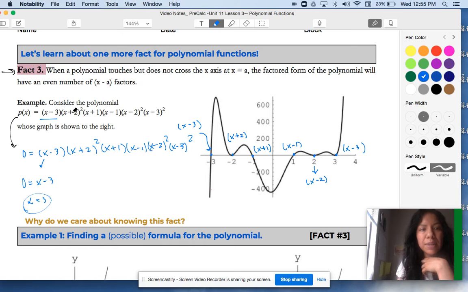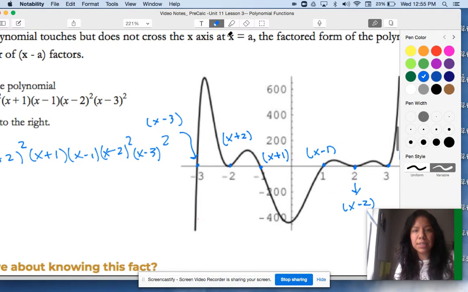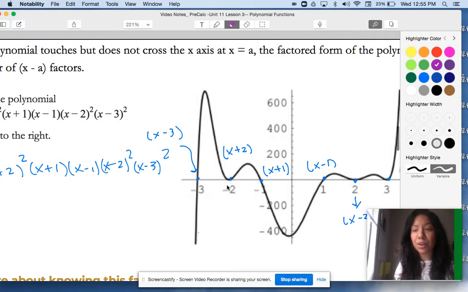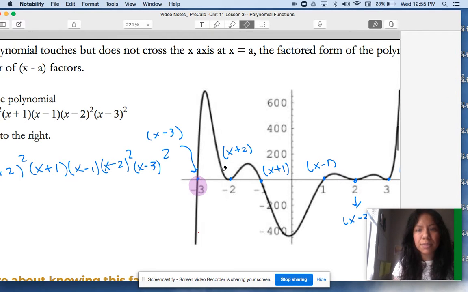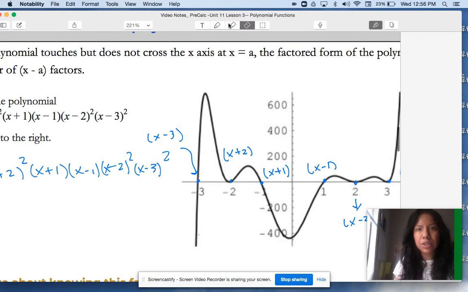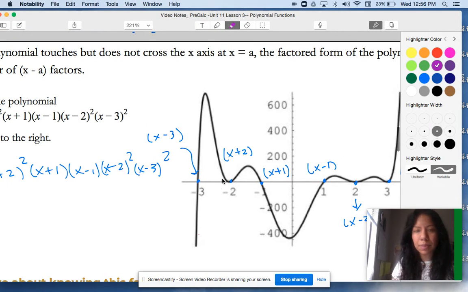Now, how do we determine whether each of these factors is raised to the power of 1 or the power of 2? The best way to show this is by seeing if the function crosses the x-axis. So right here, it crosses through. You don't see any bounce or a turn; there's no turn at the axis. So we know that this is going to have a power of 1. It's going to be odd.